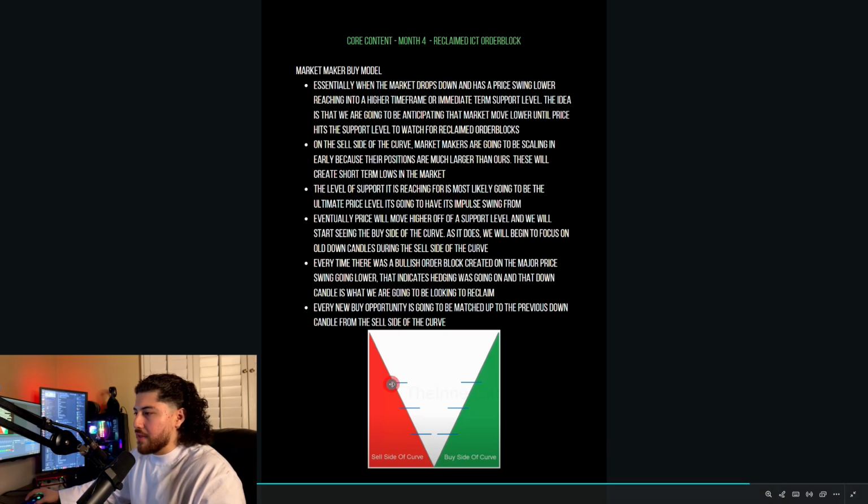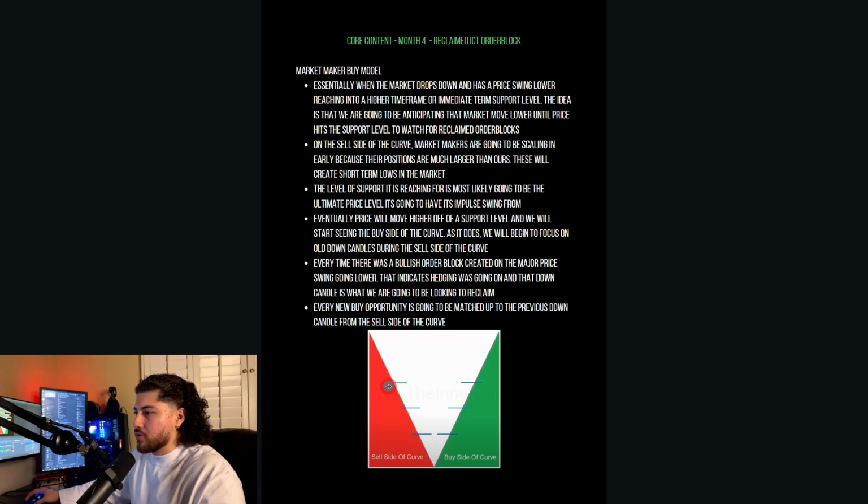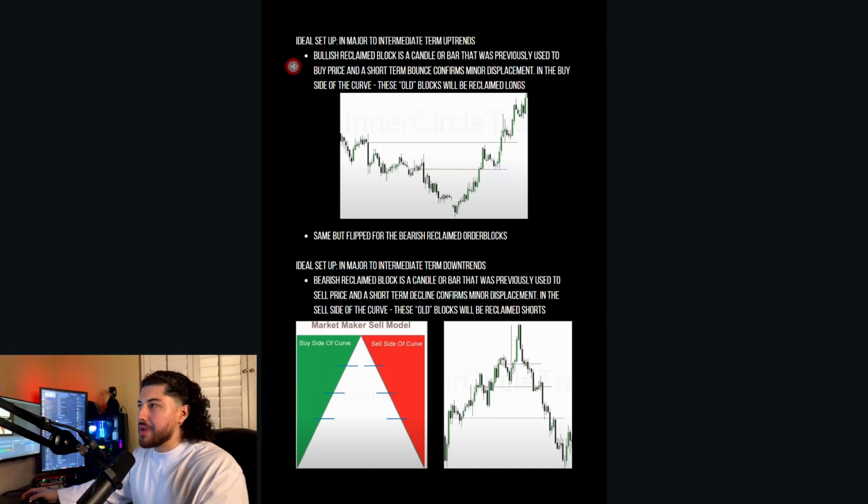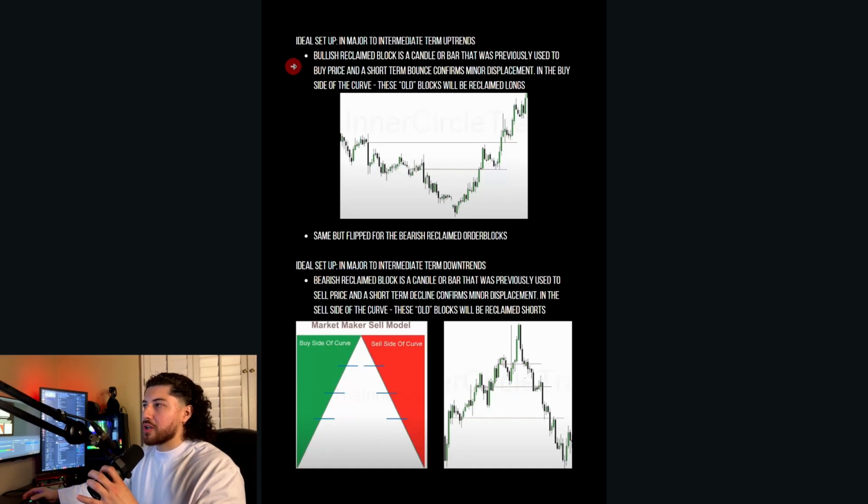Now, it's not shown in this image right here, but long story short, when we are looking at these hedges or these short term buy moves where the banks were longing, we're going to be looking at some down candles over here and using these order blocks as reclaimed order blocks to potentially long off of and see price continue to push higher. Ideal setup in major to intermediate term uptrends. Bullish reclaimed order block is a candle or bar that was previously used to buy price, and a short term bounce confirms minor displacement.